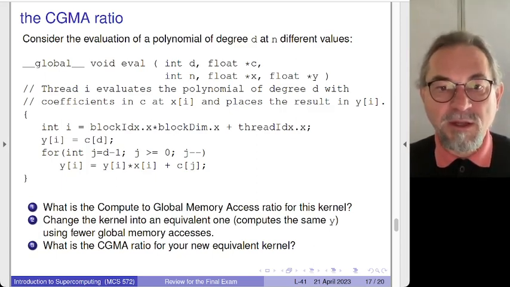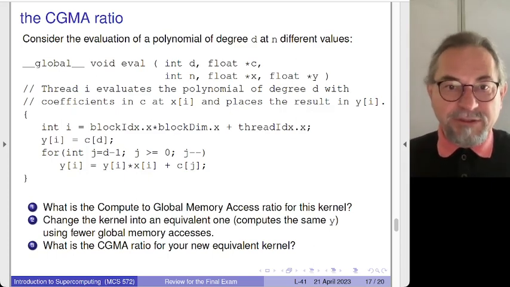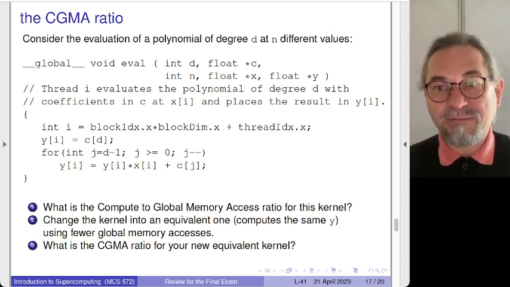All right. How can you save on this? Well, x i gets accessed every time, and that should be put into a register. So clearly.